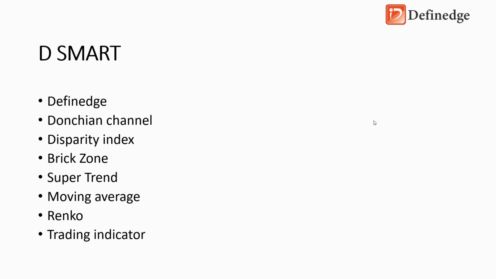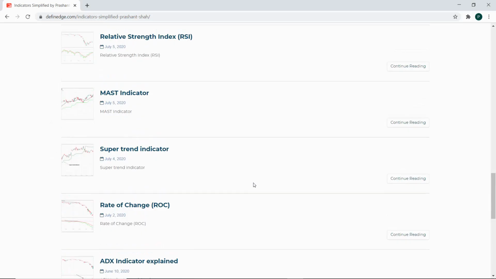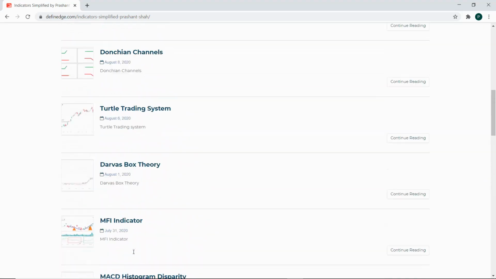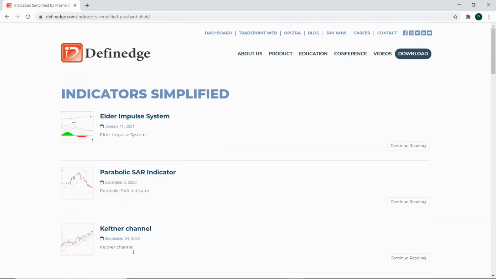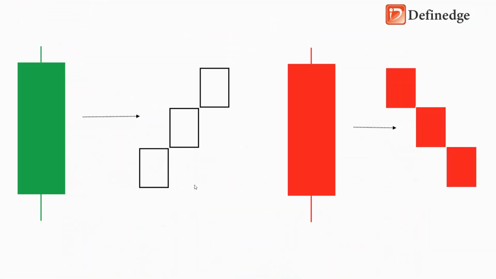So we are using Donchian channel, disparity index, super trend, moving average. These are the indicators which we are using in this concept. Brick zone is also an indicator developed on Renko chart. I'll soon talk about that. Though these are very popular indicators, if you want to know about detail, I've explained them in very simple words. Many indicators like super trend, ADX, RSI, Donchian channel. All these you will find on blog section in Definedge. So now let me explain what is it.